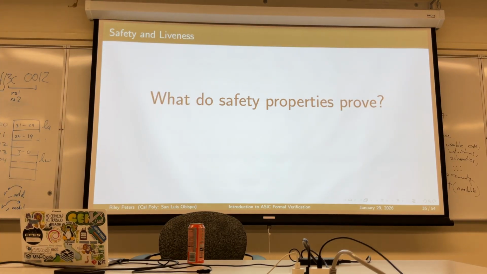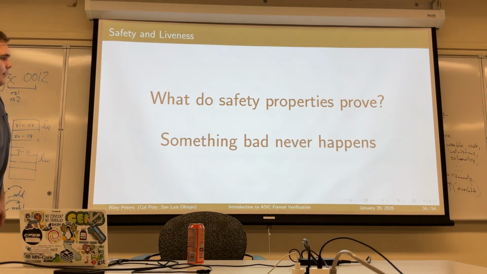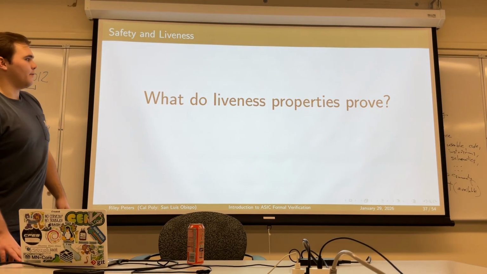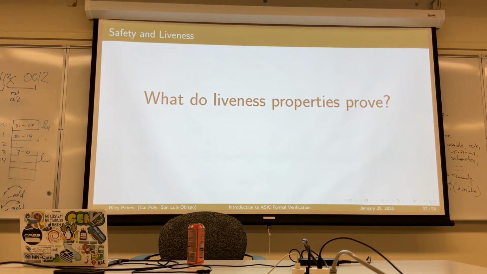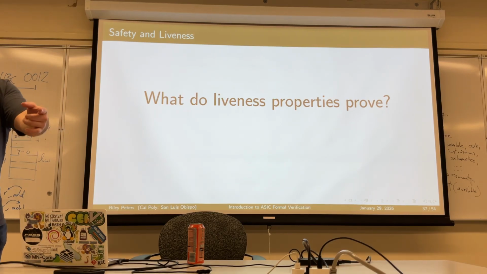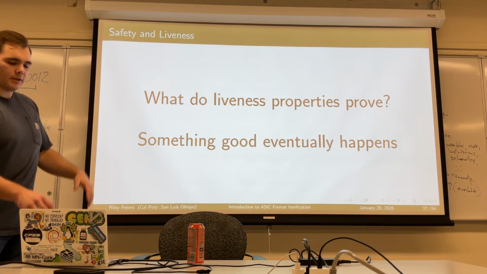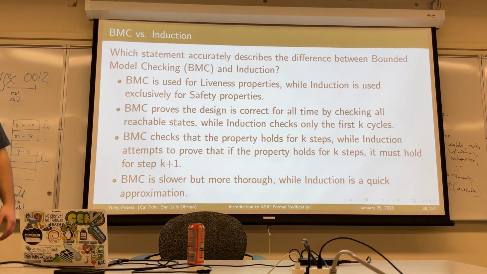With that, a quick little recap quiz. Does anybody remember what safety properties prove? That a bad thing can never happen. For liveness, the other side, what does that prove? Something good always happens, or eventually happens. Kind of the two sides of it.